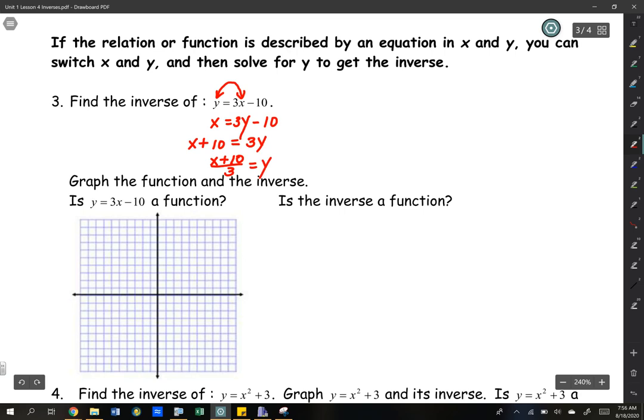And that is our inverse equation. Now it says graph the function and the inverse. Well, this equation that we have here for the inverse doesn't look so fun to come up with coordinates for. So I'm going to come up with some coordinates for my original function, y equals 3x minus 10, and then I'll just use those coordinates and reverse them for my inverse. So I'll show you what I mean.